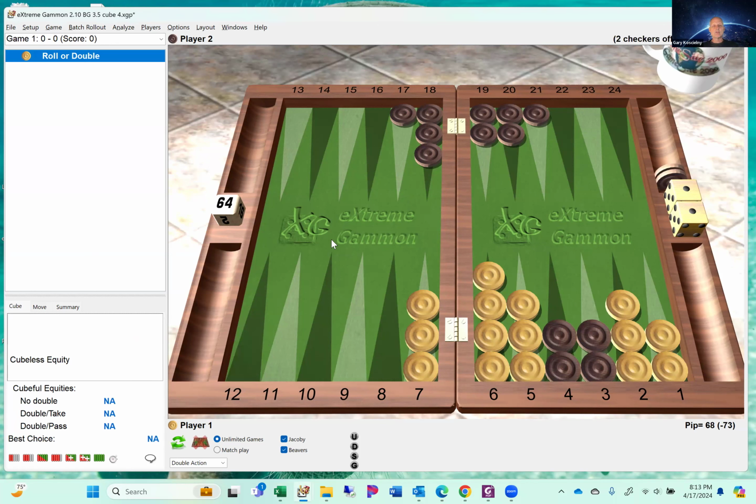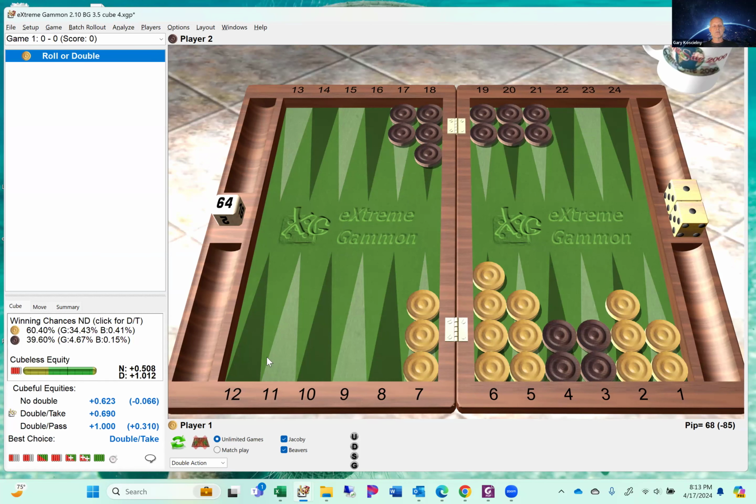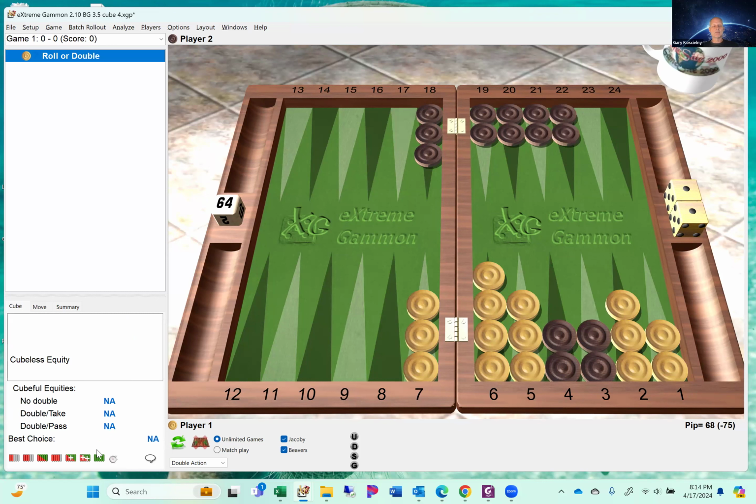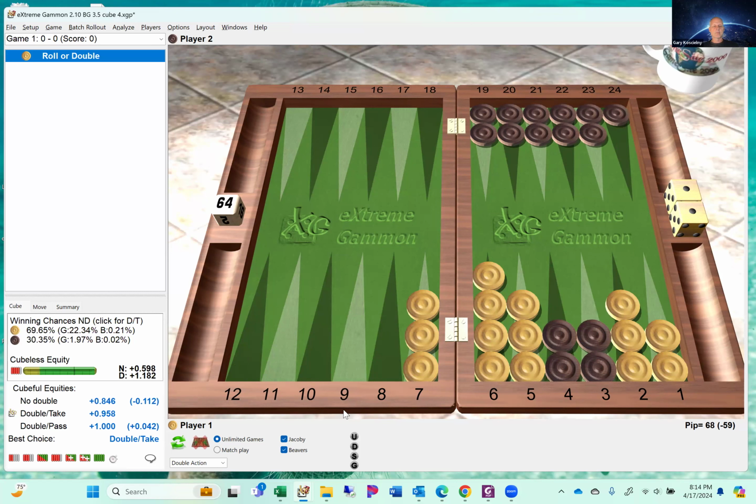You can see if we reduce black's timing a little bit, now we get this is closer. This is still a double and take, but the more we move up, the weaker it gets. If you take all the timing away, although actually this one is still a double and take. Bad example on that one.